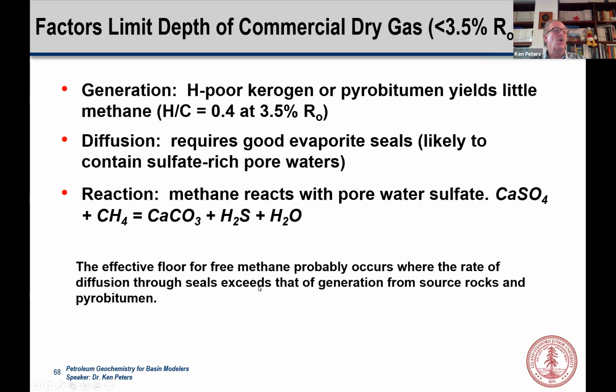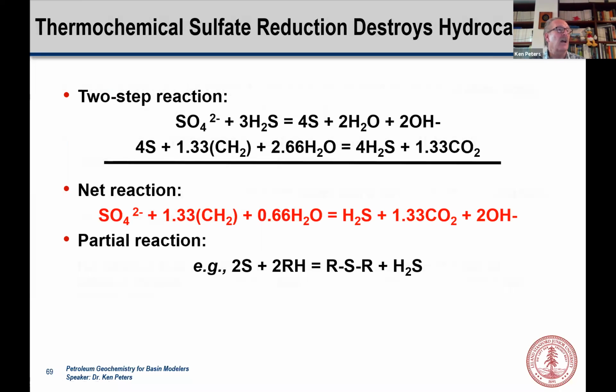So the effective floor for free methane probably occurs when the rate of diffusion through the seals exceeds that from generation from the source rocks and the pyrobitumen. Certainly that's true in mineralized seals, but it can go much further in an evaporite seal where you can do this TSR, thermochemical sulfate reduction. Well, that's kind of what happens. It's a two-step reaction.